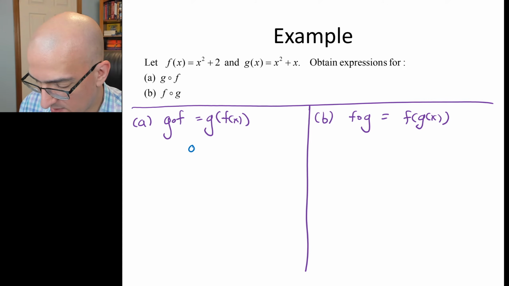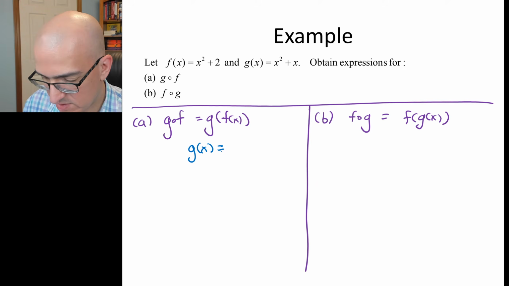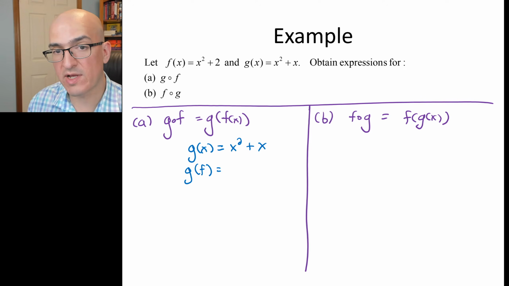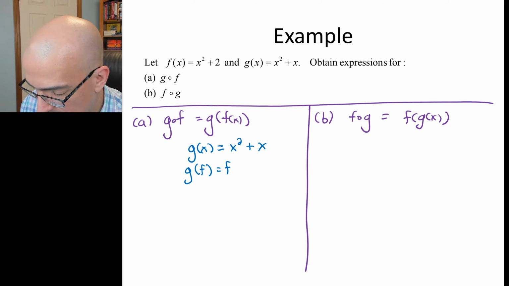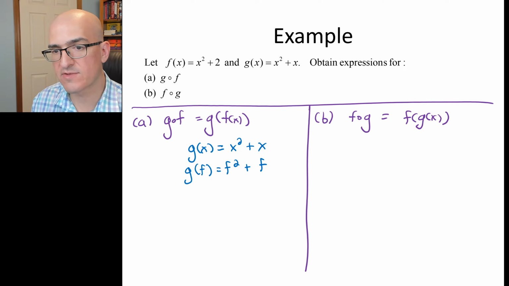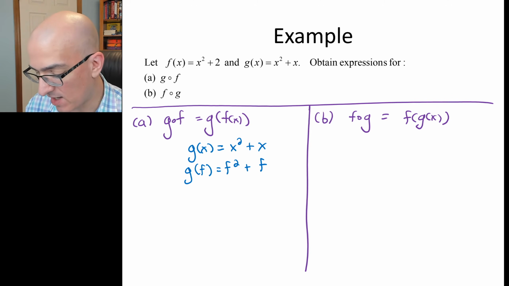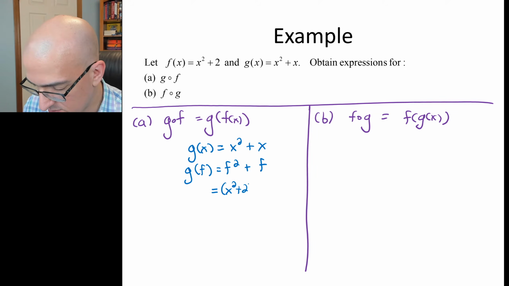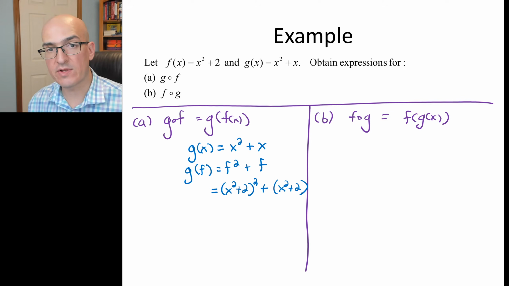So begin by writing g of x. Even though it's there, write it down anyway. X squared plus x. Now write g of f, because since you're plugging f of x into g of x, just start by plugging the letter in. So f squared plus f, replacing all the x's by f's. Now I'm going to replace all the f's by whatever f of x is. In this case, it's x squared plus 2, all squared, plus x squared plus 2. Okay, and now we can do the FOIL.